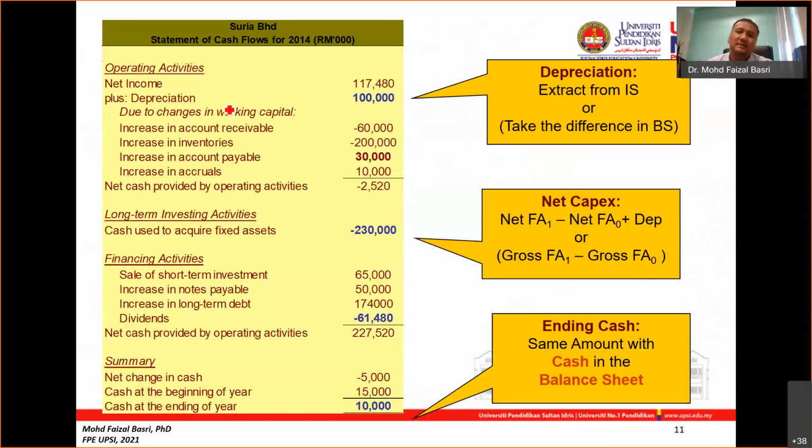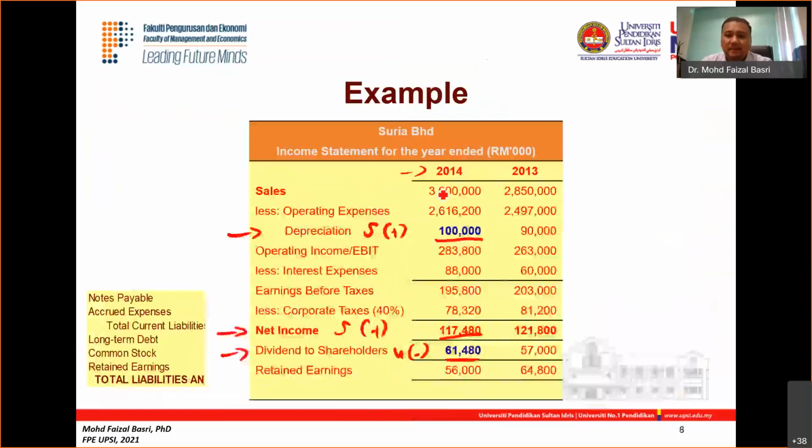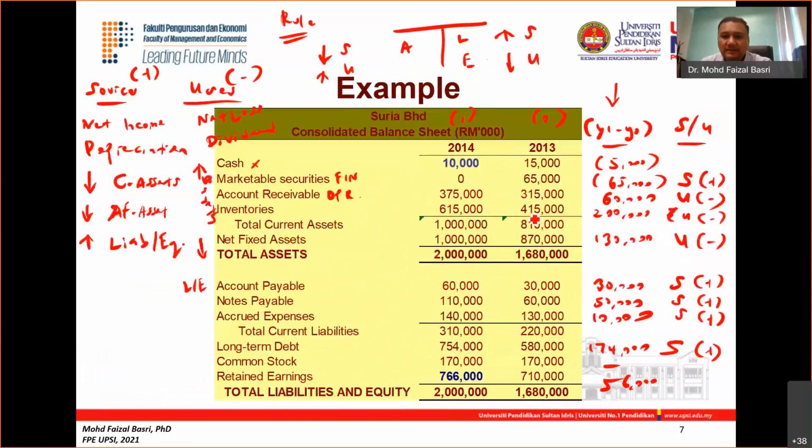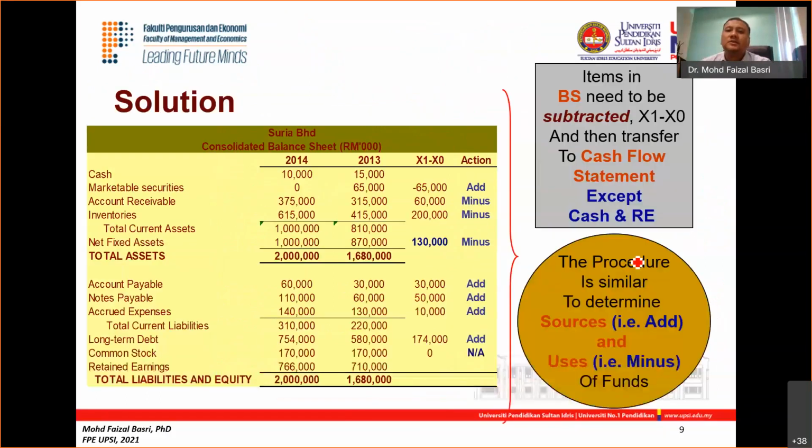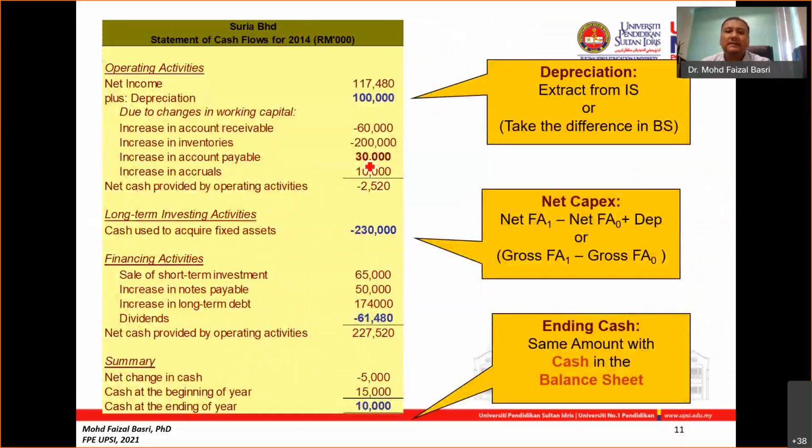Next, move on to the current liabilities. For current liabilities, at the bottom here, we have account payable. Account payable 30,000, plus. So we put it here plus 30,000. And lastly, accruals, another 10,000, plus 10,000.